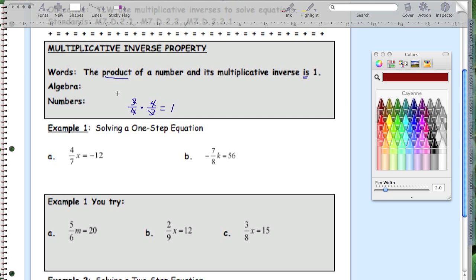If we also wanted to write it in algebra using variables, you would say a over b times the inverse, which would be b over a, is going to equal 1. Multiplicative inverse, there we have it, it equals 1. And the only requirement is we'd have to say a can't be 0 and b can't be 0 because we know that we can never have 0 in the denominator.